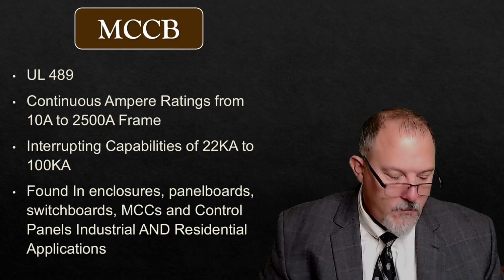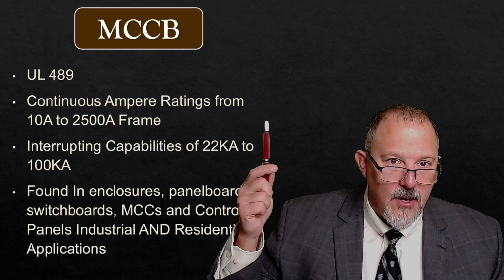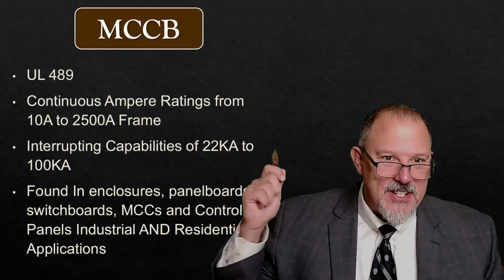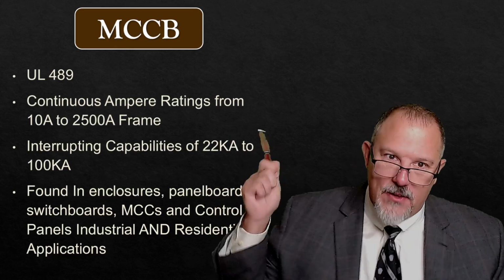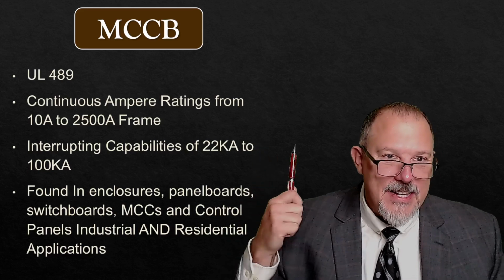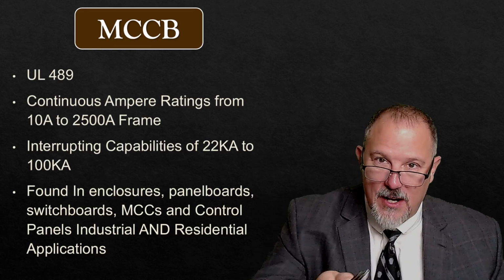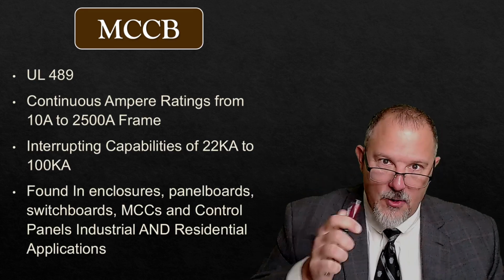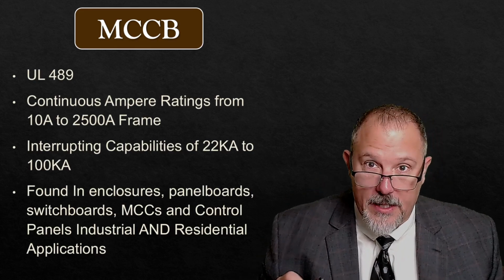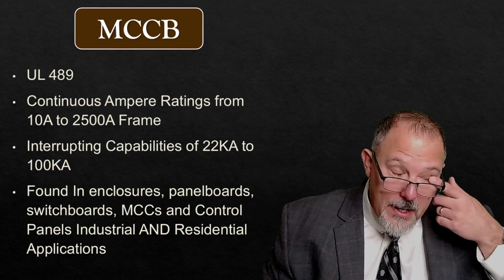So, oh, it doesn't say frame. I saw it's from. So that's not a frame. That's a continuous ampere rating. I was just going to go and correct it, but no, it's right. It's a continuous ampere rating from 10 amps to 2500 amps. We're going to talk about frames when we start getting into a little bit more complex topics and start talking about trip curves.